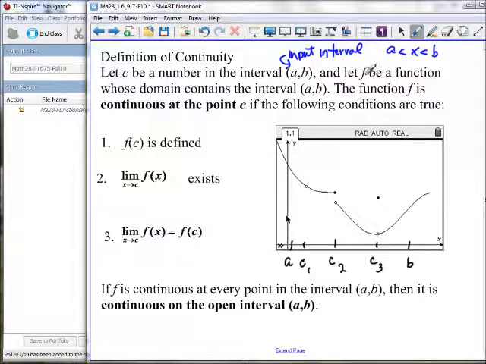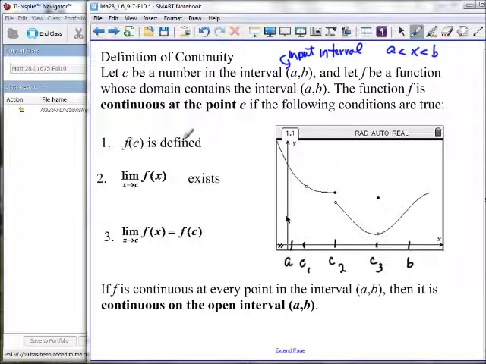So the function F, now when we say the function F, we're talking about which part of the function, input or output? Output. The output, yes. So the outputs of the function come from numbers that are in this interval from A to B. So if I have anything as an input between A and B, I will get an appropriate output of function F. Okay, the function F is continuous at point C if the following conditions are true.